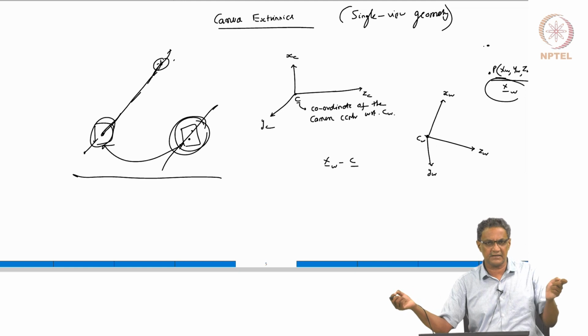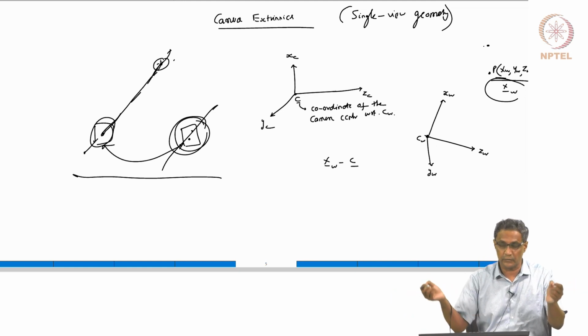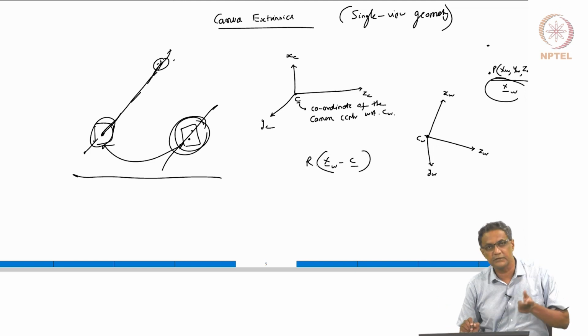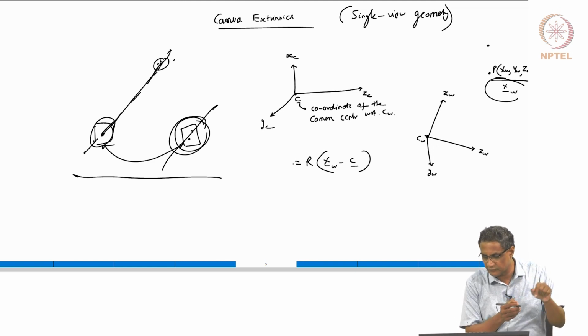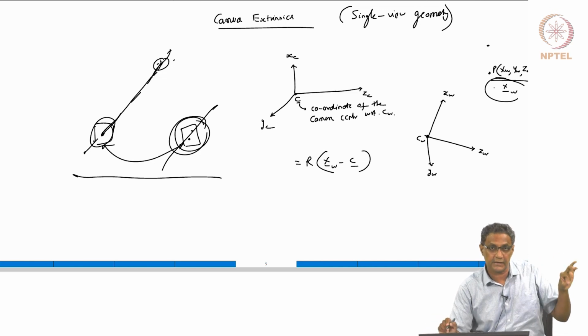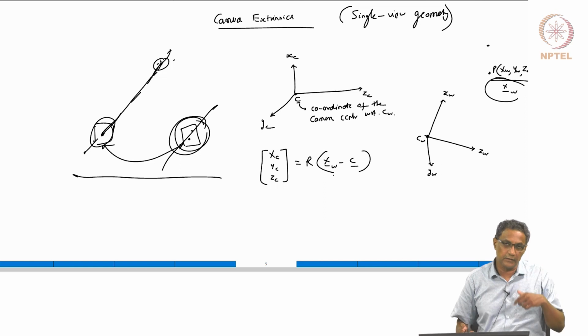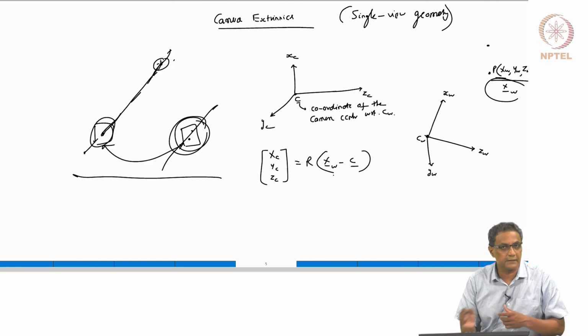If it was a pure translation, I could have simply done this, and I am there. But because this could be differently rotated, unless you account for the rotation, you cannot come back to this. So the coordinate of this point with respect to the camera coordinate system will be some xc, yc, zc, that is equal to xw minus c, rotated.